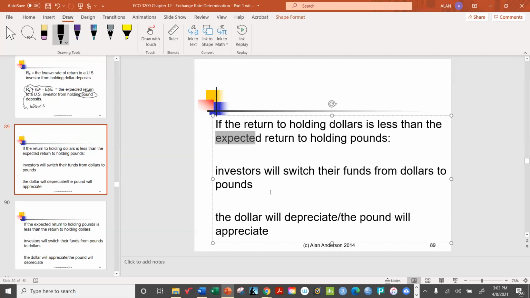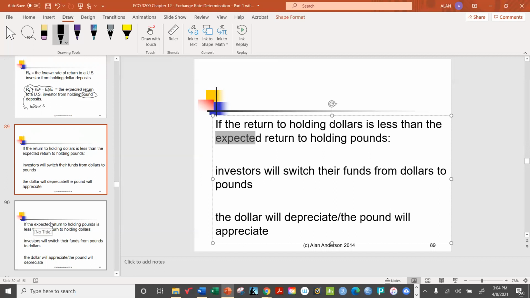Right, so it's only when there's an expected discrepancy between the returns to the two currencies that people start switching their funds back and forth. And as they do that, the exchange rate will change until the condition is going to hold again. In other words, the return should be equal in both countries.